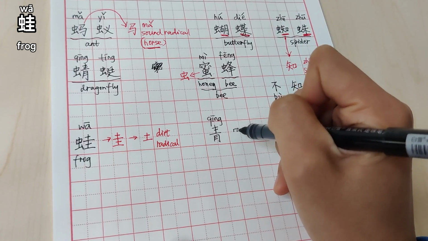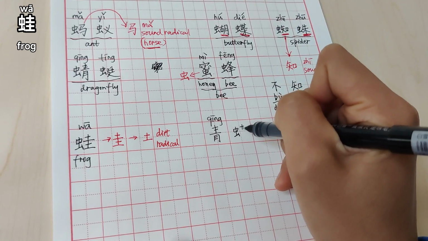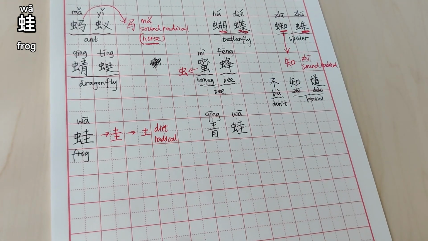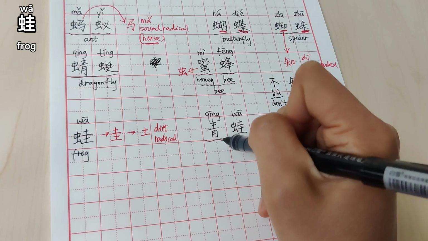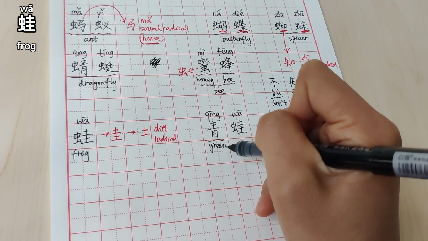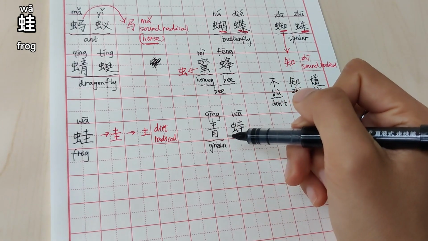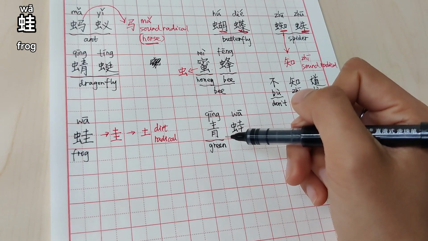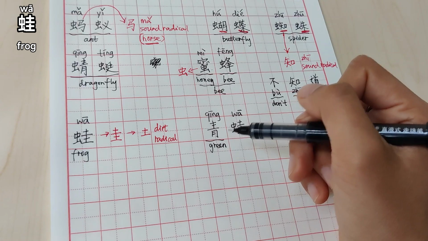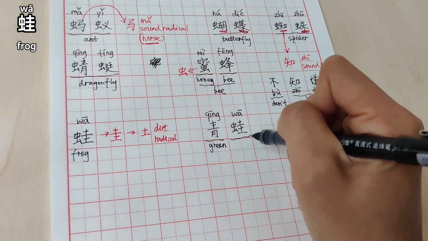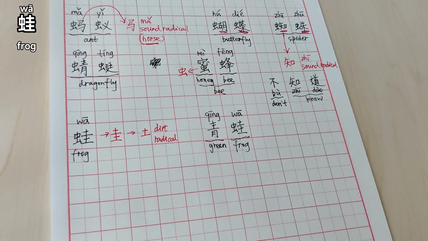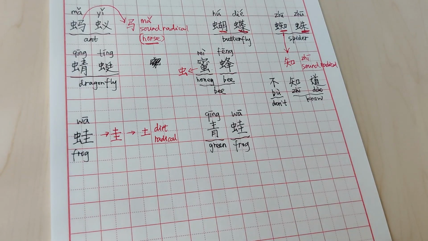Qing wa. Qing meaning green. Actually, the qing is like the color that is between green and blue, but more greenish. And the wa is the frog. So 青蛙 is the word for frog in general. And let's get to the next one.